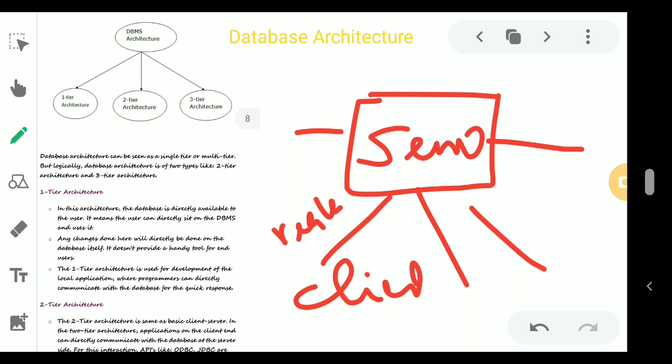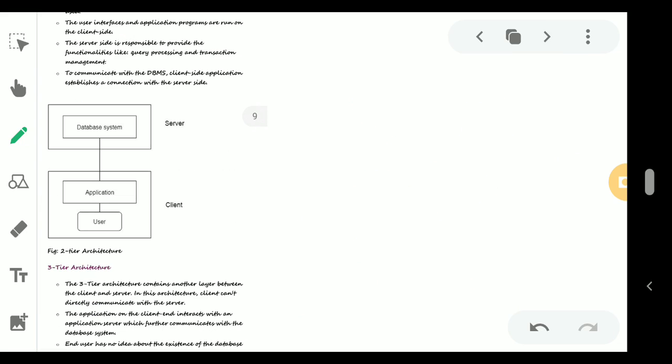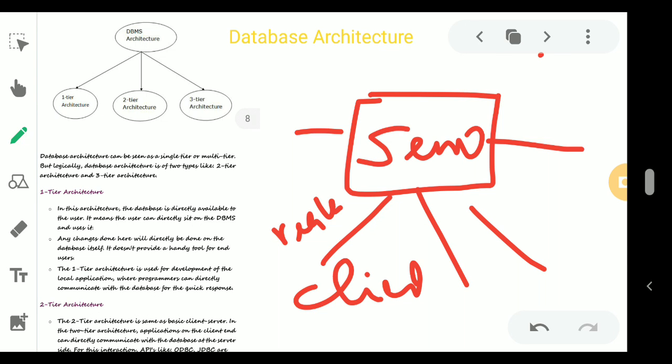This is the architecture for the second tier. If you see, there is one server and another, the client. Under the client, the user and application programs are there. But before, in the one tier architecture, the client is directly there with one server. There is no application program in between. But in the case of two tier architecture, under the user there are two parts. One is the client or user, another is the application. Through the application program, they are sending their request to the server.